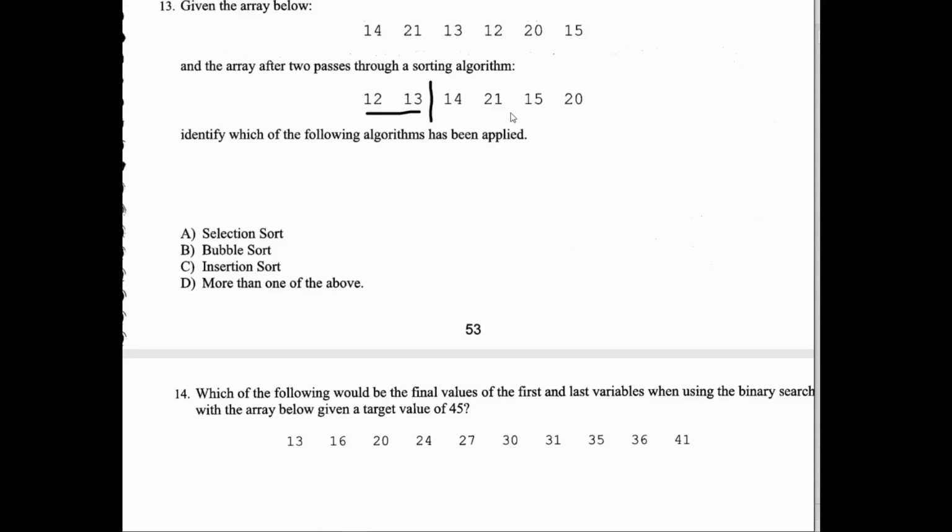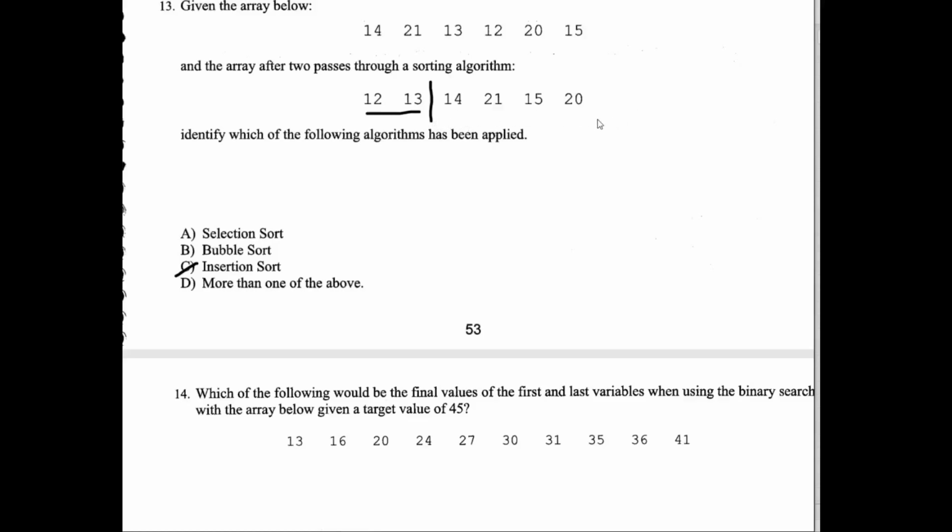Insertion sort we can actually cross off, because we know insertion sort is going to start with 21, and it's going to see that it's greater, and then it's going to go to 13, and it's going to put 13 before the 21. It's going to put 13 before the 14, but it's not going to reach the 12 after only 2 passes. So we can cross off insertion sort as an option. So we know it's either going to have to be selection sort or bubble sort, or more than one of the above. But the key to this is looking at the leftovers.